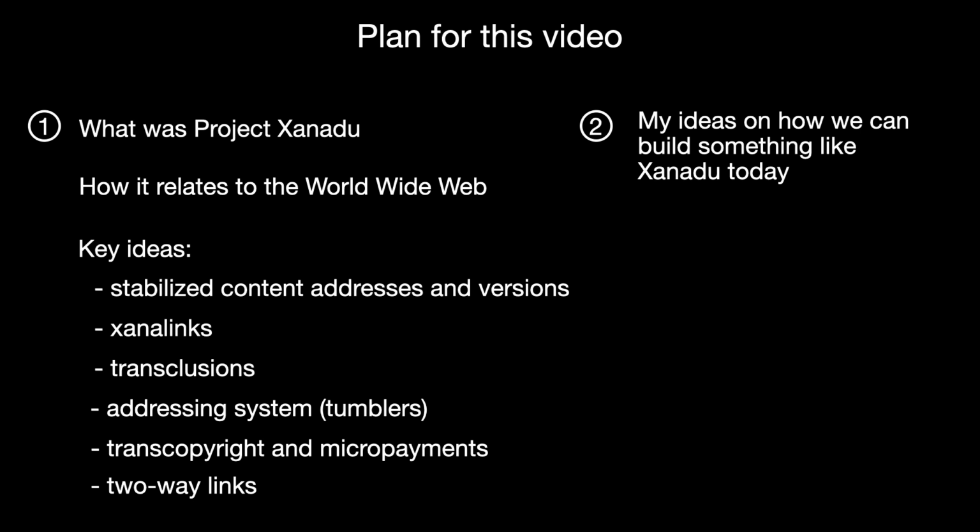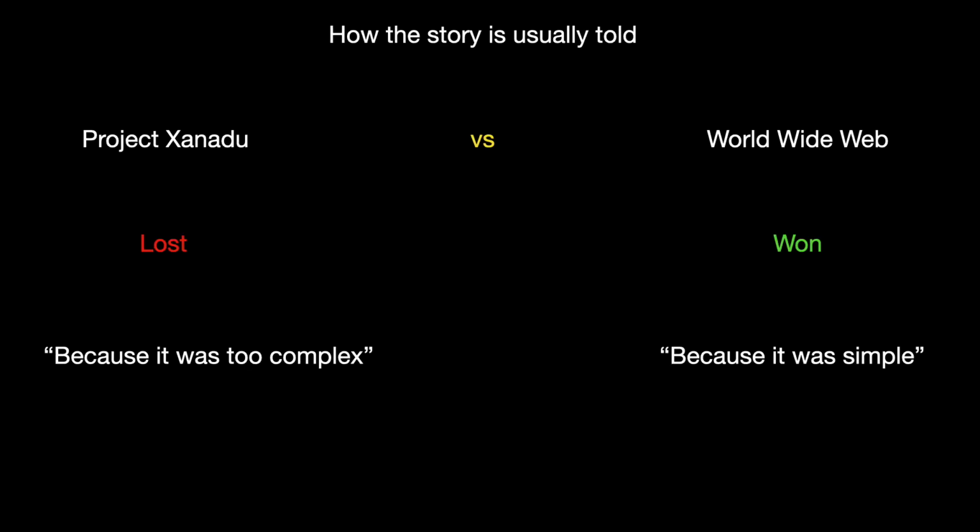In the first part, we will look at what Project Xanadu was, how it differed from the World Wide Web, and then examine some of its key features in more detail, such as stabilized content addresses, versioning, Xanalinks, transclusions, its overall addressing system, transcopyright, and two-way links. In the second part of the video, I will share my ideas about how those features could be brought to the modern web. So, what was Project Xanadu?